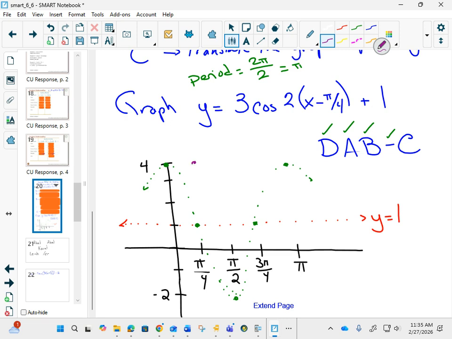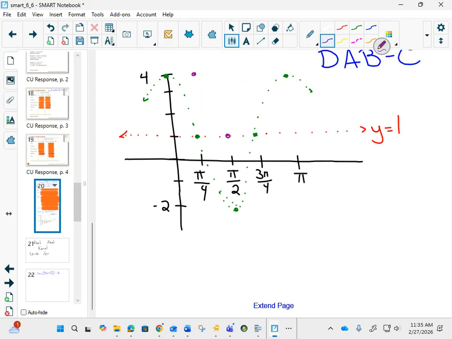So this maximum moves 1 section to the right. This one moves 1 section to the right. Well, this one moves 1 section to the right, and this one would move 1 section to the right. Put arrowheads on the end, and this is our final graph without having to do any mental math.